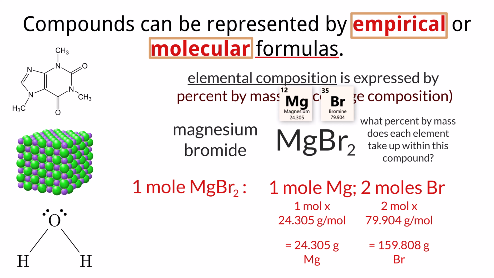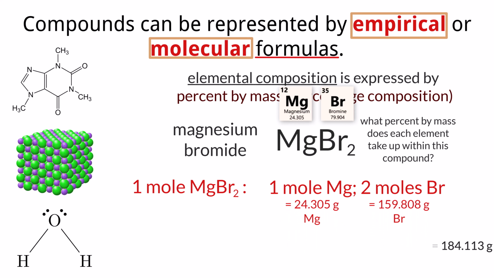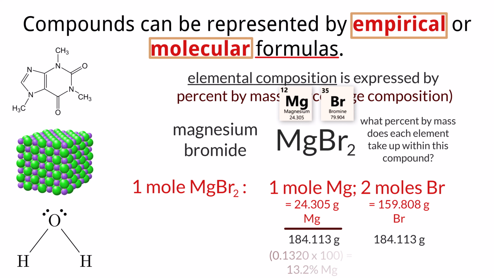Whenever you need to find the percentage of something, you take the part, divide it by the whole, and multiply by 100. In this case, our whole value will be the total mass of MgBr2, 24.305 grams of magnesium, plus 159.808 grams of bromine equals about 184.113 grams. So, the percentage composition of magnesium in MgBr2 is equal to 24.305 grams divided by 184.113 grams, multiplied by 100 equals 13.2%.